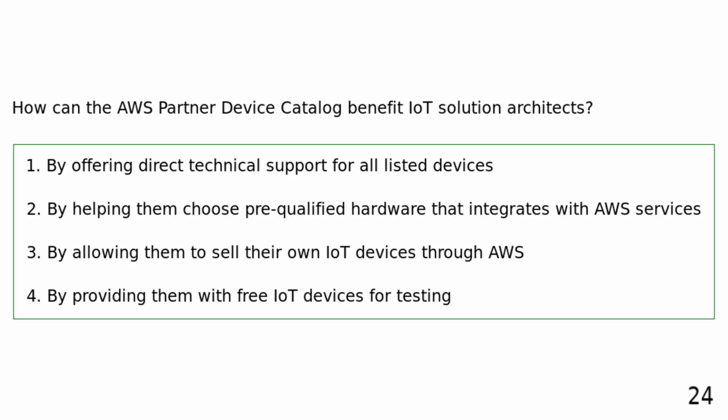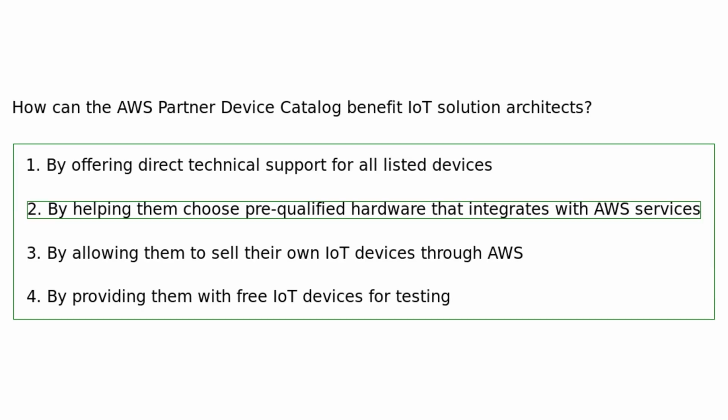How can the AWS Partner Device Catalog benefit IoT solution architects? By offering direct technical support for all listed devices. By helping them choose pre-qualified hardware that integrates with AWS services. By allowing them to sell their own IoT devices through AWS. By providing them with free IoT devices for testing. The AWS Partner Device Catalog benefits IoT solution architects by simplifying the hardware selection process, offering a range of pre-qualified devices known to integrate well with AWS services, thus reducing integration risks and development time.